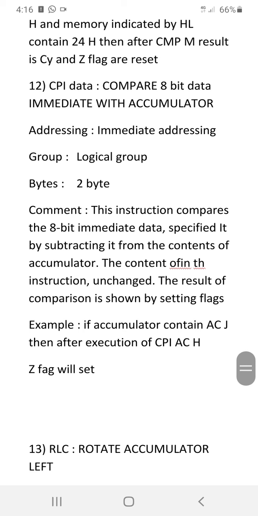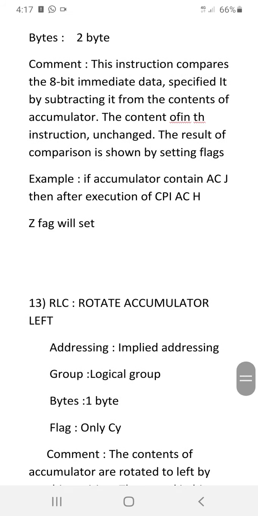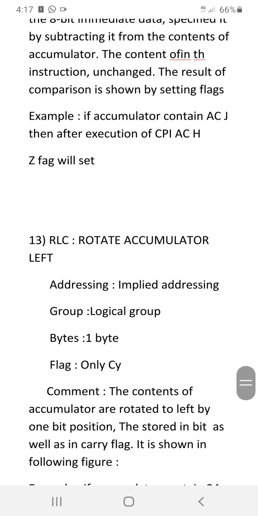And third one is CPI 8-bit data, that is compare 8-bit data immediate with accumulator. As we know earlier, whenever there is I at the end of an instruction, it is always the immediate addressing mode. In immediate addressing mode, as only 8-bit data is involved, it is a 2 byte instruction. This instruction compares 8-bit data specified immediately within the instruction with the 8-bit data in the accumulator. The method is again subtraction, and hence the result is stored in either the zero flag or carry flag.